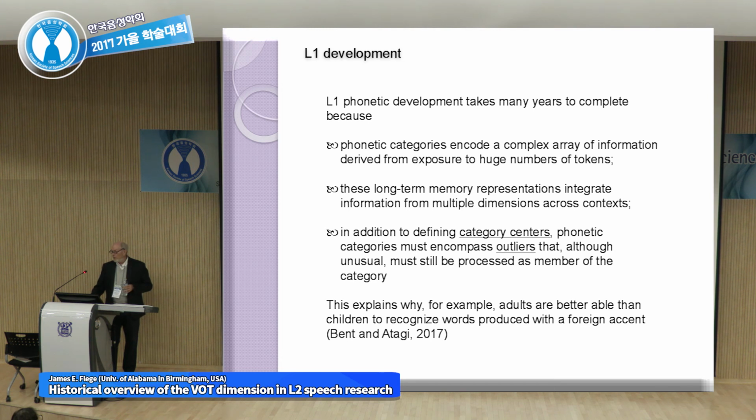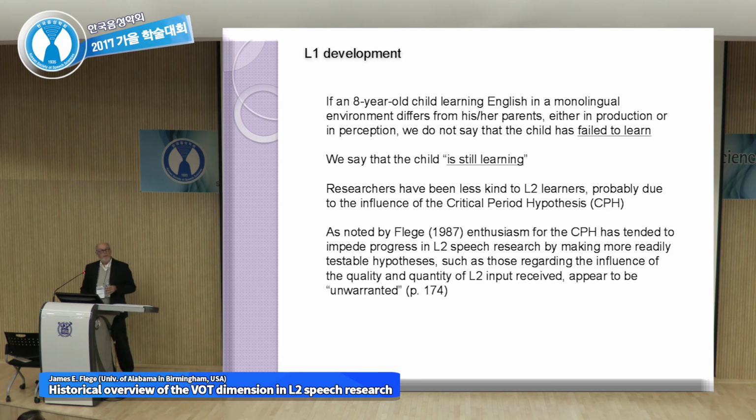These long-term memory representations integrate information from multiple dimensions across contexts. In addition to defining category centers, phonetic categories must encompass outliers; although unusual, these must still be processed as members of the category. This explains why, for example, adults are better able than children to recognize words produced with a foreign accent. If an 8-year-old child learning English in a monolingual environment differs from his or her parents, either in production or perception, we do not say that the child has failed to learn. We say the child is still learning.